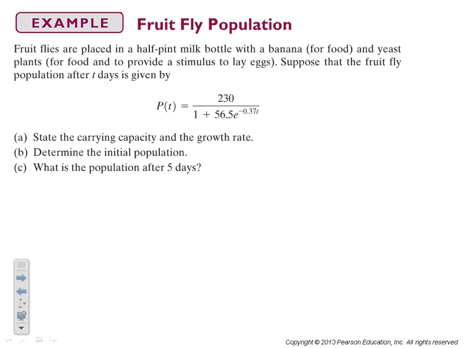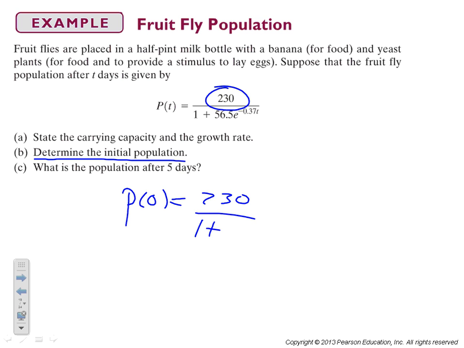State the carrying capacity, 230. This milk bottle is not capable of supporting more than 230 fruit flies. Determine the initial population. P of 0 is 230 over 1 plus 56.5 times e to the 0 power, well that's 1, 230 over 57 and a half just so happens to be 4. There were 4 fruit flies present when we started this experiment.